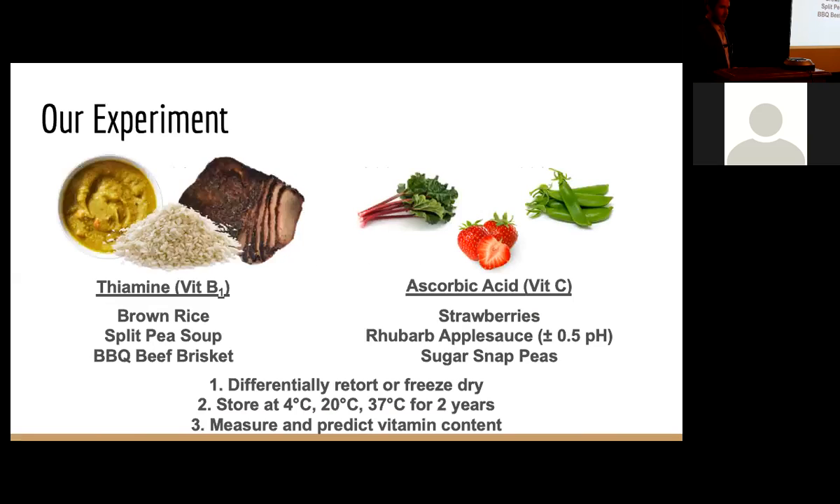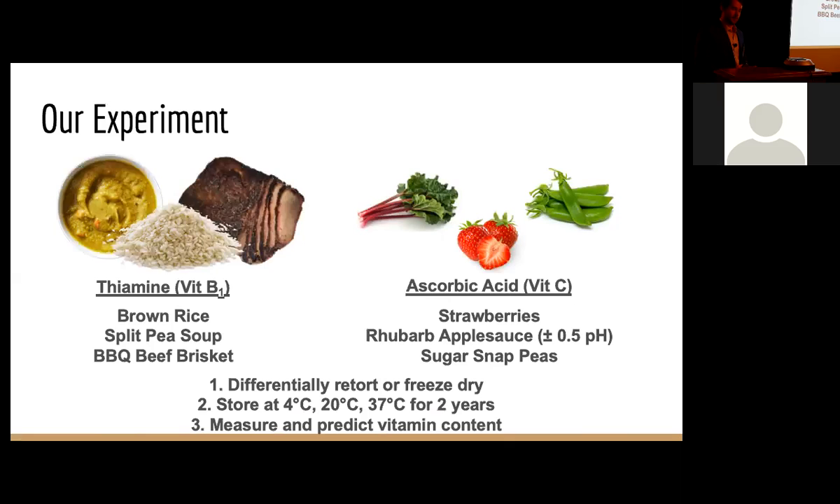So for our particular experiment, we were provided with 3 NASA recipes that are representative for each vitamin. For thiamine or vitamin B1, we have brown rice, split pea soup, barbecue beef brisket. For ascorbic acid or vitamin C, we have strawberries, rhubarb applesauce with a pH variation plus or minus 0.5. So that's 3 versions of that rhubarb applesauce. And we have sugar snap peas.